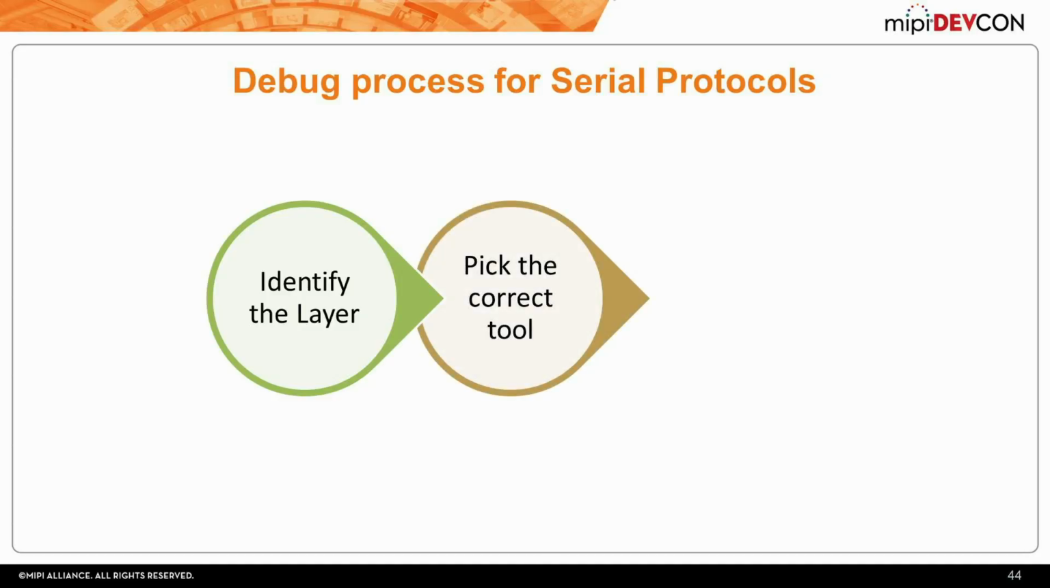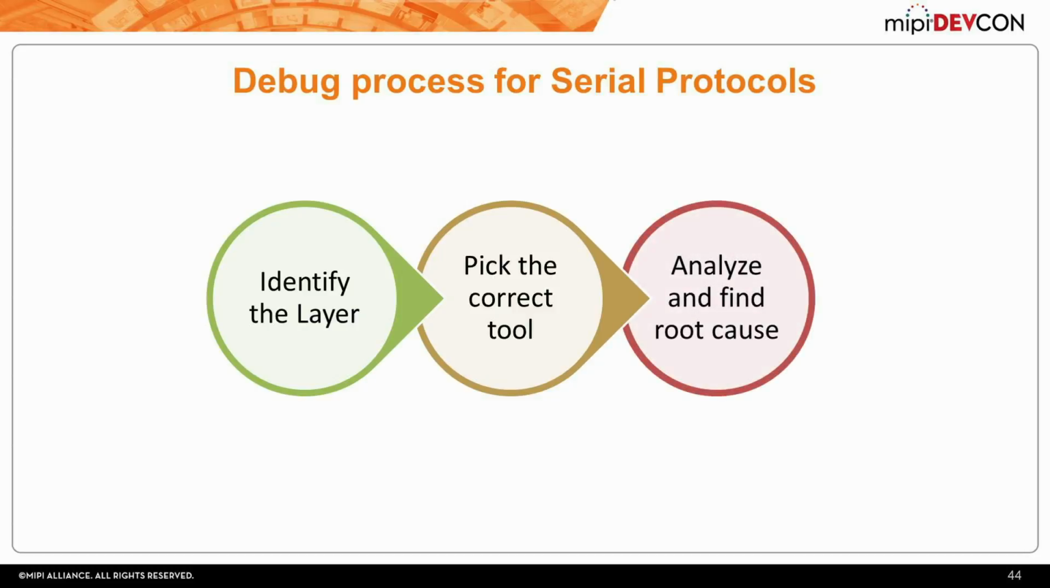Figure out the right tool, so you don't use a hammer to screw in a screw. What I mean there is don't use an oscilloscope to try and do a software debug. Don't use a protocol analyzer to try to look at signal integrity. So use the correct tool. And then once you've got the correct tool, try and figure out what's causing the problems.